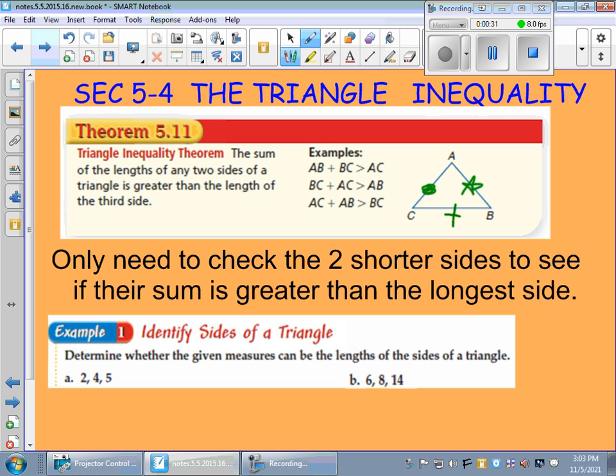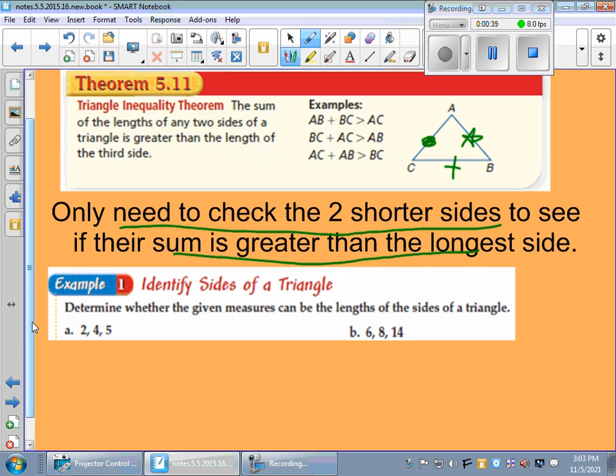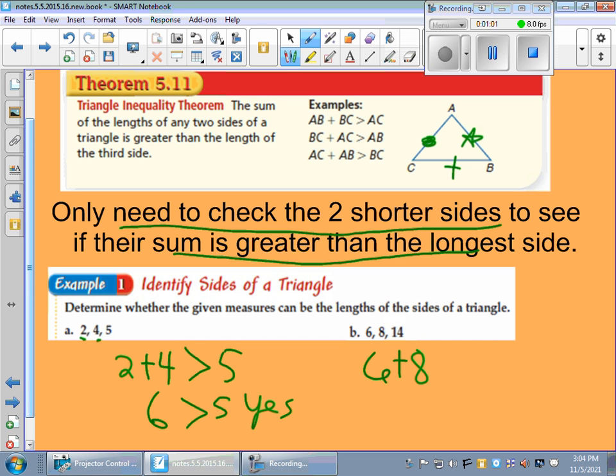So you really only need to check the two shorter sides to see if their sum is greater than the longest. That determines whether we have sides that will actually make a triangle or not. In this example, the two smaller sides are 2 and 4. Is 2 plus 4 greater than 5? Is 6 greater than 5? Yes, so now we can form a triangle. Is 6 plus 8, and again, sometimes they don't order it for you, so you have to put them in order smallest to biggest. Is 6 plus 8 greater than 14? No, that does not form a triangle.